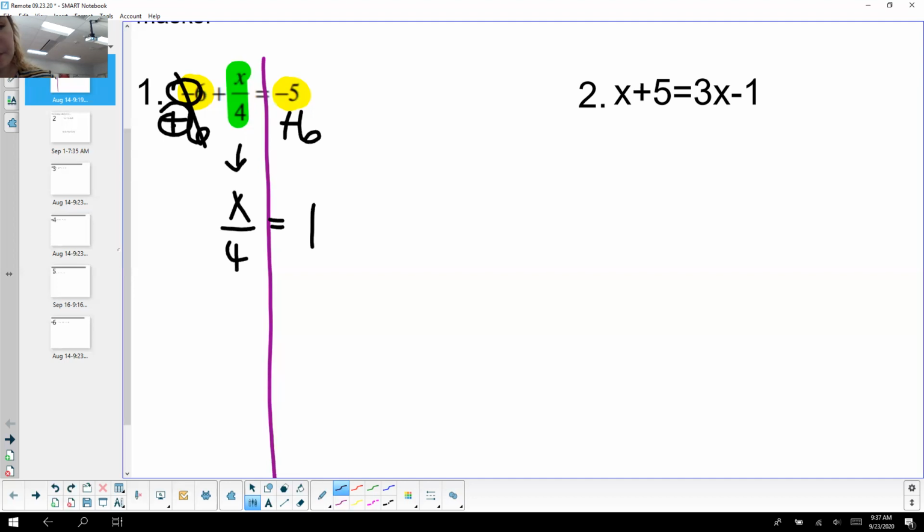And finally, this is our second step. We need to get x by itself. Well, right now it's x divided by 4, because this line right here represents division. So x divided by 4 equals 1. So to undo that division, I'm going to go ahead and multiply both sides by 4. Because multiplying and dividing by 4 is going to cancel. So I'm going to be left with x equals 1 times 4, which gives me 4.